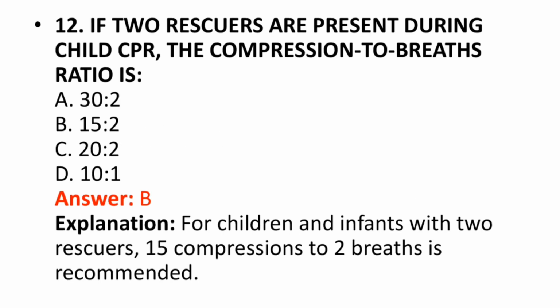If two rescuers are present during child CPR, the compression to breaths ratio is option A, 30 is to 2, option B, 15 is to 2, option C, 20 is to 2, option D, 10 is to 1. The correct answer is option B, 15 is to 2. For children and infants with two rescuers, 15 compressions to 2 breaths is recommended.